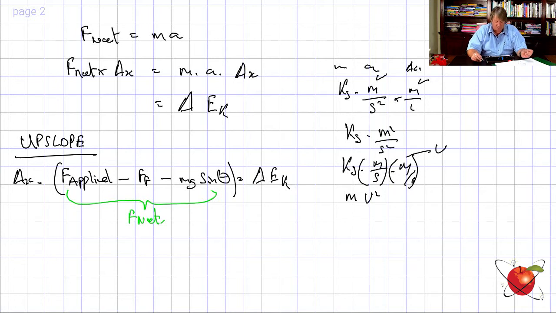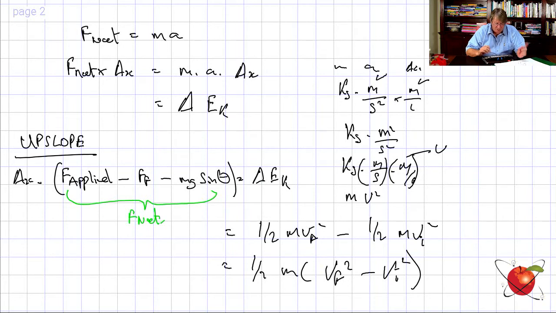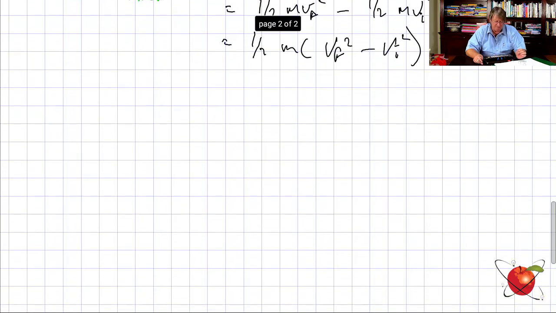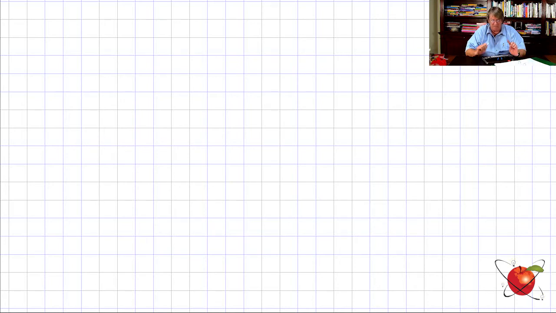And it's F applied, which is the force that's applied, minus the frictional force, minus the component of the weight down the slope or parallel to the slope, right? And that is equal to change in EK. Therefore, that is going to be equal to a half mv final squared minus a half mv initial squared. Or if you like, a half m times v final squared minus v initial squared, like that. All right? So very important that we see that. That gives us the equation along the slope, right? So if there's an acceleration, it's going to be caused by an F net parallel to the slope.